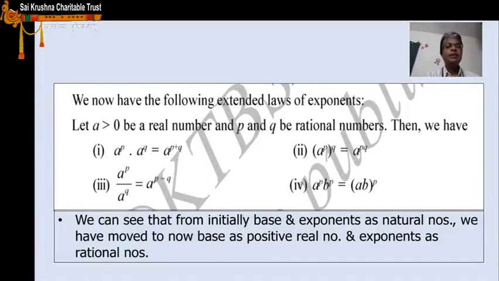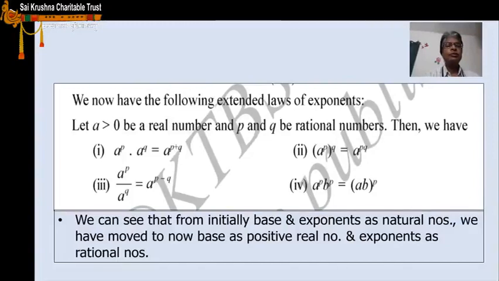What we are seeing here: last time we saw that the base and exponents were all natural numbers. Now we have gradually moved to the base as a positive real number and the exponents as rational numbers. Earlier the base was a natural number and the exponent was also a natural number. Now the base has become positive real numbers and exponents have become rational numbers.